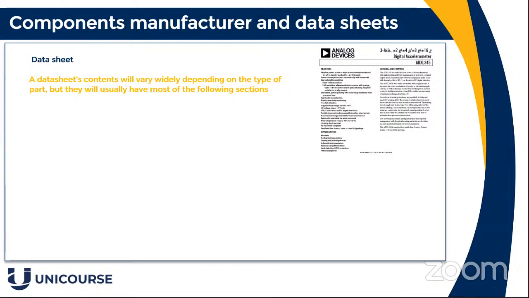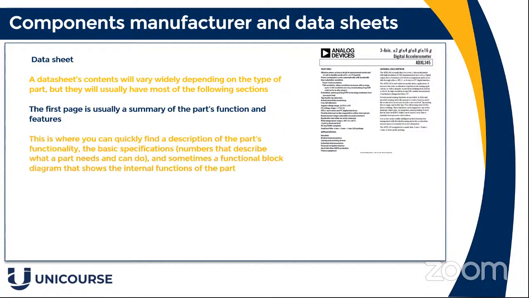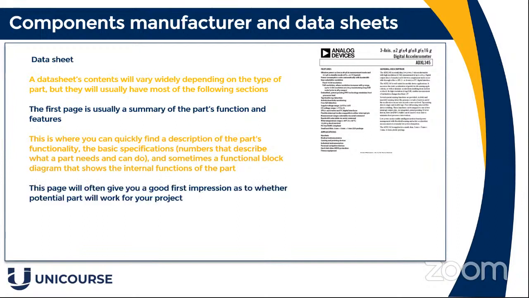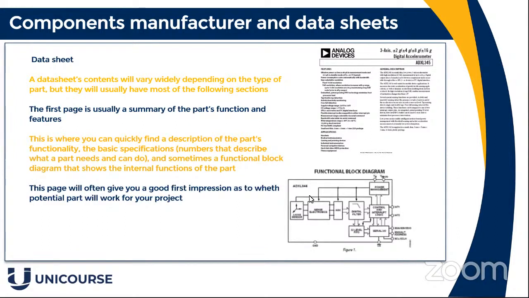So you want to quickly go through the early ones to see that that component is suitable for what you want to use it for. As I said, summary of the part is a summary of the part and function features. You want to find a description a bit later on, block diagrams, which I mentioned early on. And this gives you the first impression. So that is important.